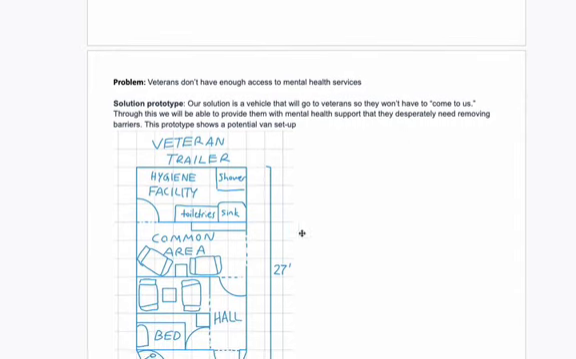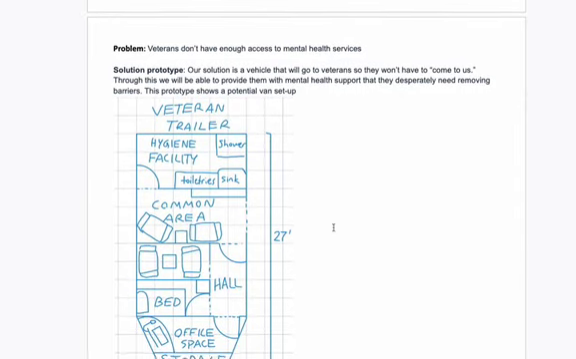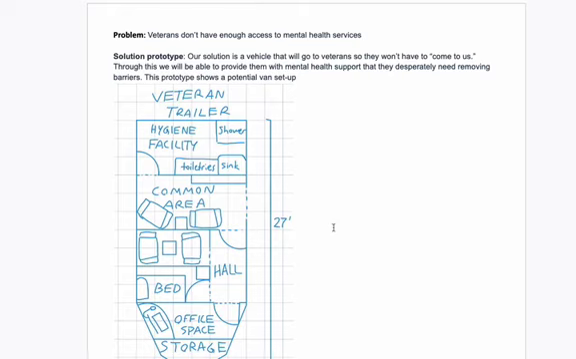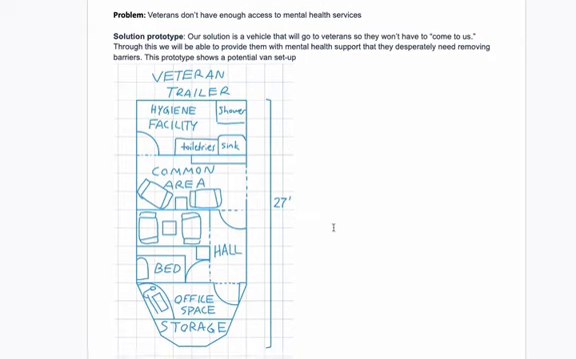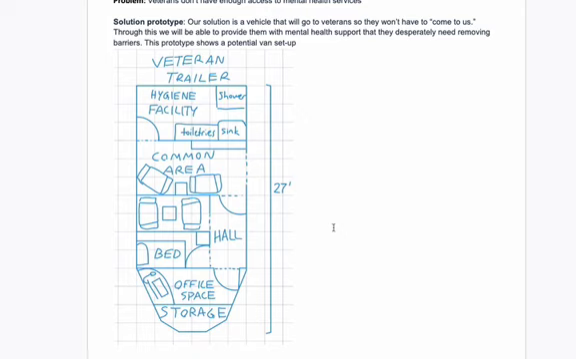Here's another one. Veterans don't have enough access to mental health care, so their solution was a vehicle that will go to the veterans, so the veterans don't have to motivate themselves to come to us. They have a schematic of what a potential mental health service vehicle could look like. And again, they can ask people, what do you think of this? What are we missing? What have we not thought of? Do you think the solution would work? What other potential solutions are there?